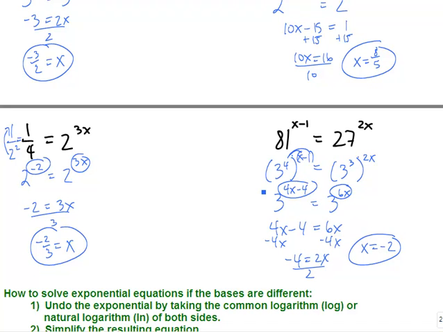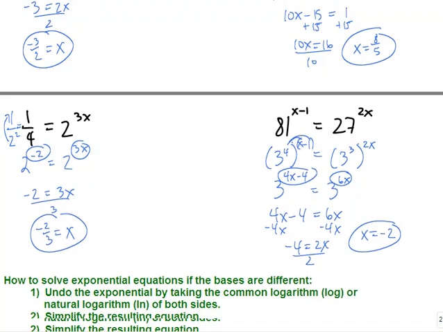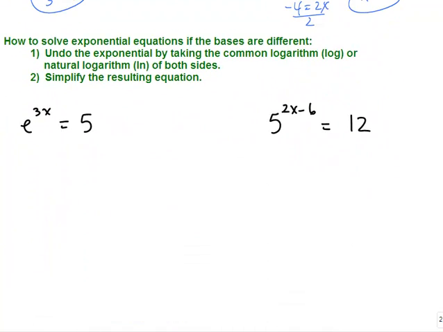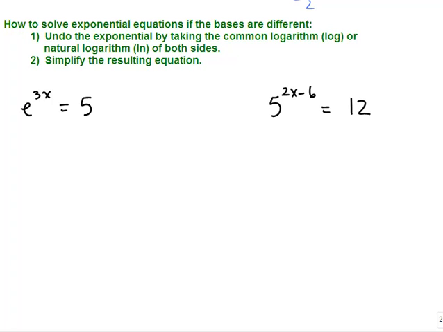So all of these examples had something in common. You were able to get the left side base to be the same as the right side base. Once the bases match, then the exponents have to be equal. In the second set of exponential equation problems, it's not going to be possible to make the left side equal the right side. So if that's the case, then the only way to solve these problems is to use a logarithm to undo the base so that we can get at that exponent.